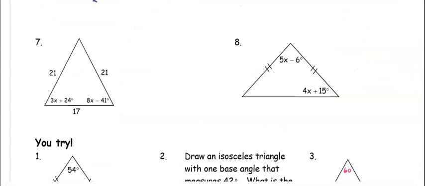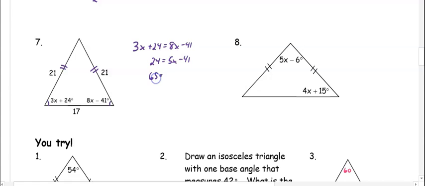In number 7, we have 2 legs that are congruent, both 21, which means that we have an isosceles triangle. So these base angles are going to be congruent. So to solve for x, we can set them equal. 3x plus 24 is equal to 8x minus 41. So as we solve, we get 24 equals 5x minus 41. Add 41 to both sides. 65 equals 5x. When we divide, x is 13.